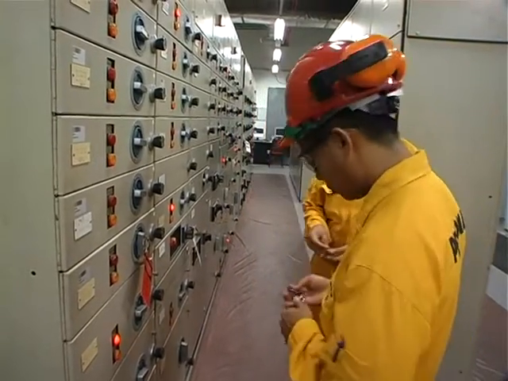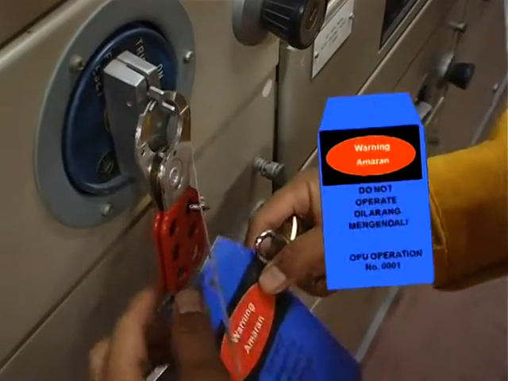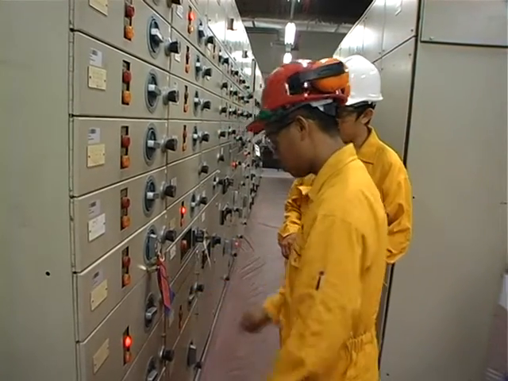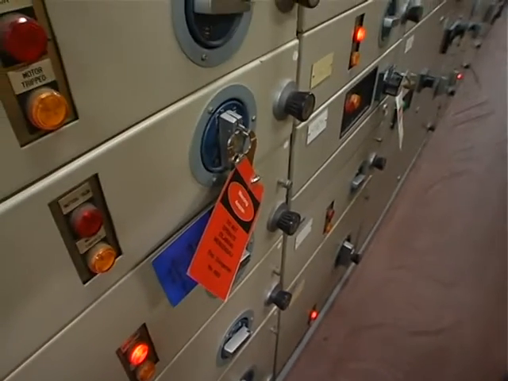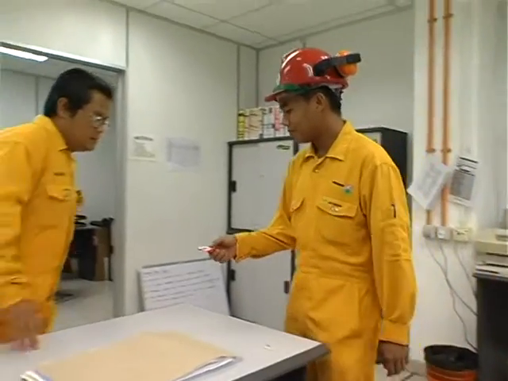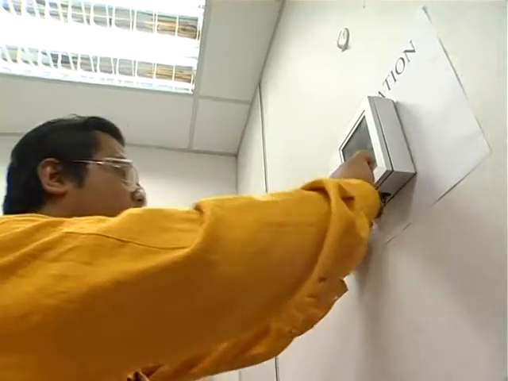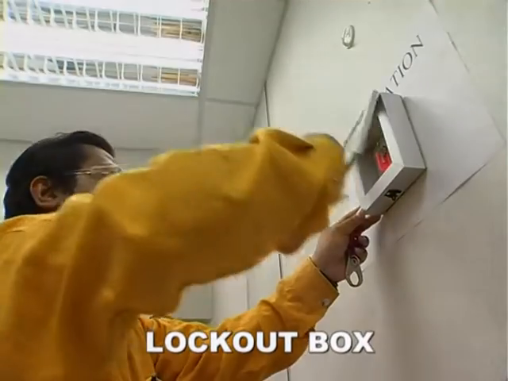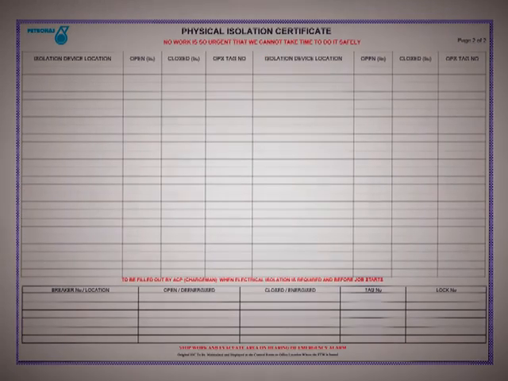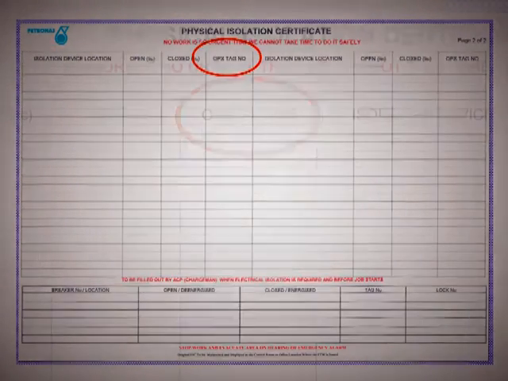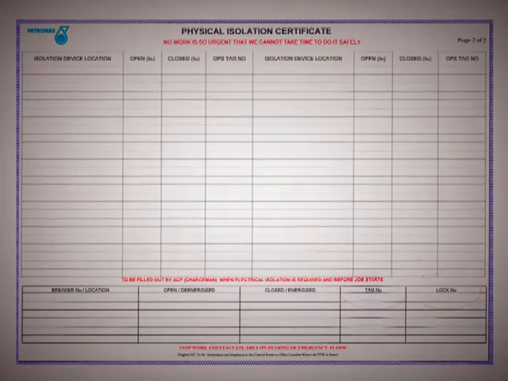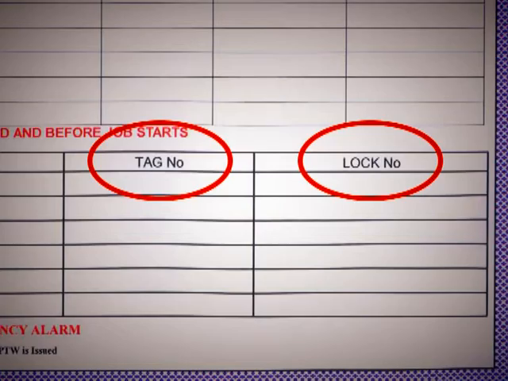Subsequently, the AAR must verify and place an operation group lock and blue tag on the breaker. The electrical individual lock key used by the ACP or AP must be kept inside the lockout box dedicated for that particular job. The AAR and ACP or AP must record breaker location and respective operation and electrical tag numbers and individual electrical lock numbers on the PIC.